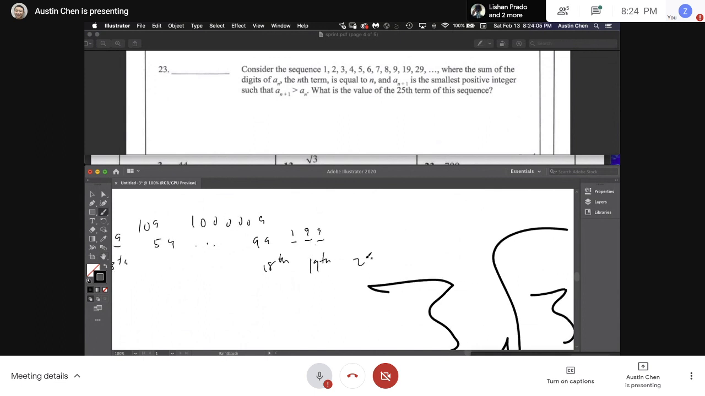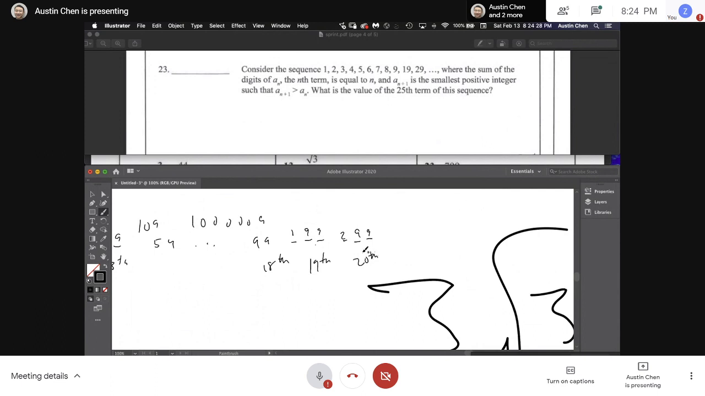Okay, now let's think of the 20th term. Now, it has to be greater than 199. It has to be 200 or greater, right? So its hundreds digit has to be 2 or greater. Let's just say it's 2 to find the smallest it can be. And then the two other numbers would have to sum to 20 minus 2, which is 18. But the only way to do that is 99.